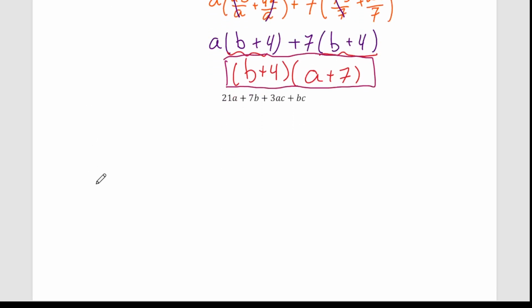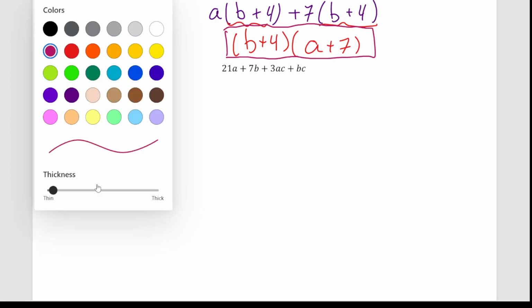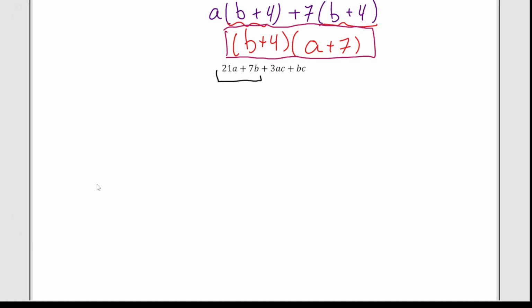For the very last one, I want to go through a similar process, so I still want to first ask myself, is there a greatest common factor between all 4 terms? There is not, so I'm going to divvy up to my 2 groups. Between 21a and 7b, their greatest common factor is 7, and then I want to take each of those terms and divide it by 7.